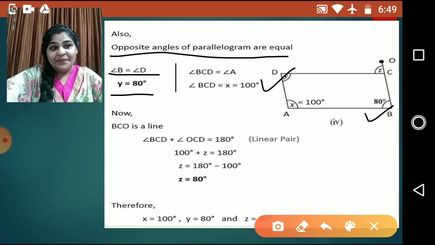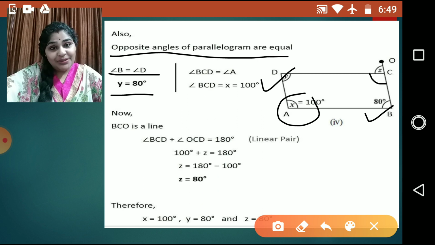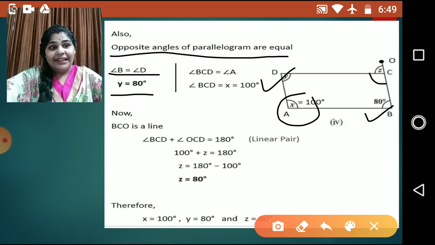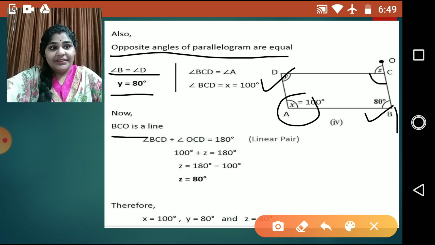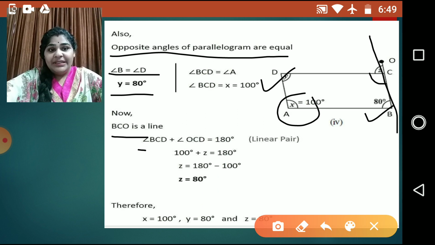So angle Y is how much, children? 80 degrees. Now if I see here, it is given angle BCD, that is this angle. BCD is equal to angle A. How? They are opposite, right? So can I say that angle BCD is equal to 100 degrees, because angle A is equal to 100 degrees. Now if we see the line BCO, that is this line, angle BCD plus angle OCD, that is nothing but the angle Z, they form a linear pair, and we know the sum of a linear pair is equal to 180 degrees.